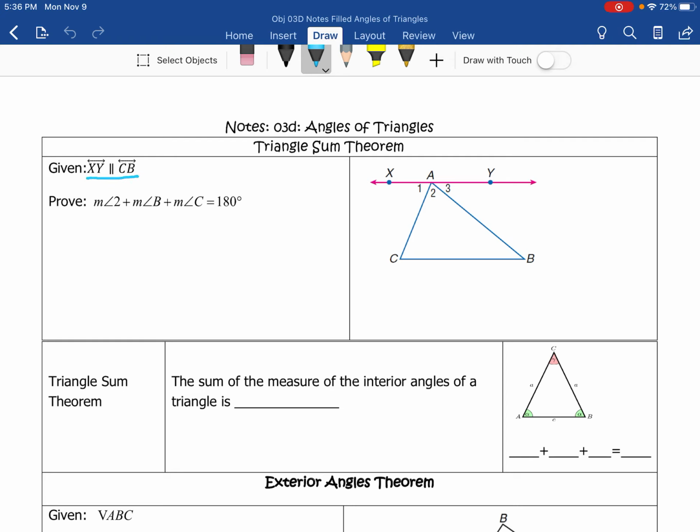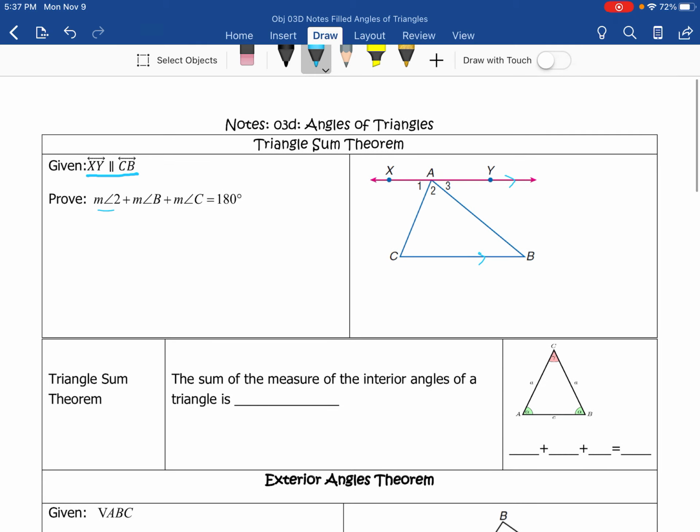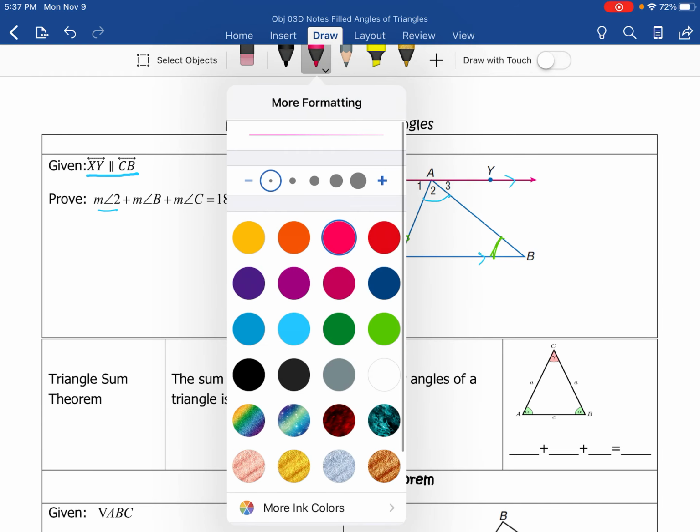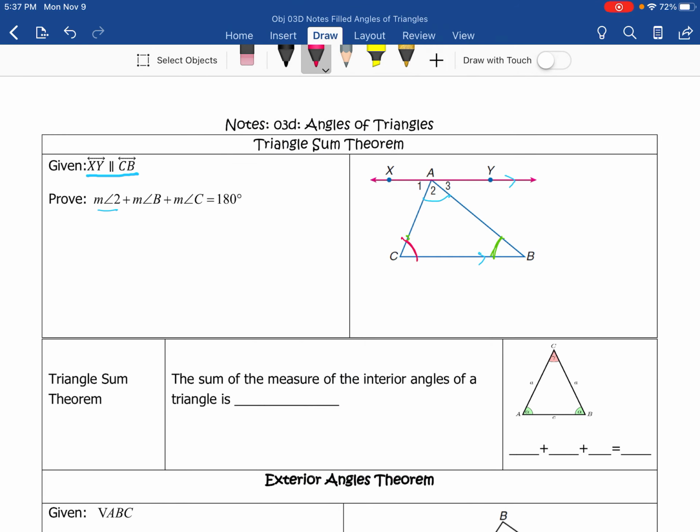in a proof you're given a piece of information, a fact that you know. So this says that XY is parallel to BC or CB. And what you're trying to do is show me why the measure of angle 2 plus the measure of angle B plus the measure of angle C is 180 degrees, okay? And you're like, oh, well, it's because it's a triangle. Well, say you didn't know that. And so why would that be true?